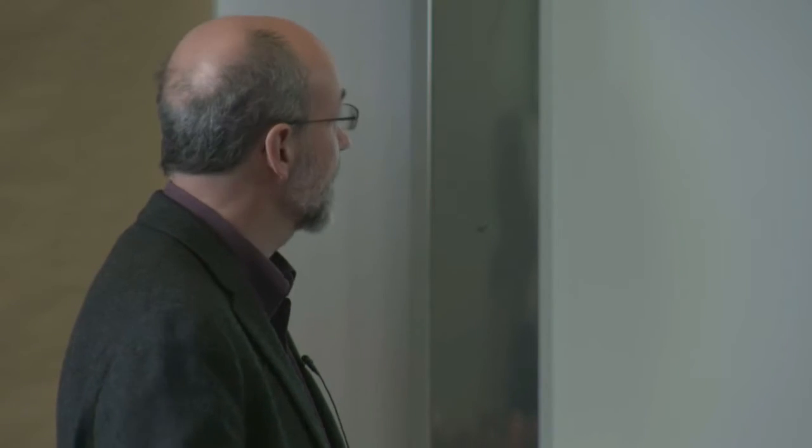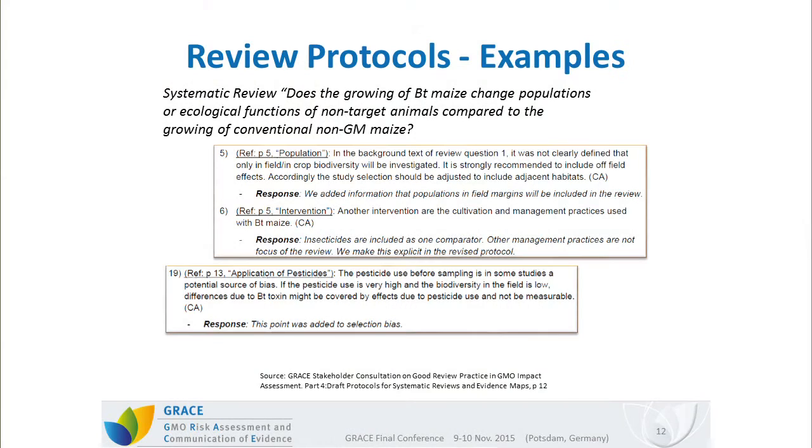On the level of review protocols, the comments were partly very detailed and partly very technical, as indicated on this slide. You probably cannot read that, but it's just to illustrate. For example, here it's in the course of the systematic review that has already been mentioned by Christian as an example: does the growing of PDMAs change population ecological functions of non-target animals compared to the growing of conventional GMAs? For example, one comment was whether the population in field margins will be included or not.